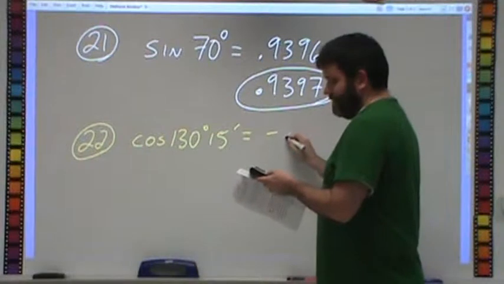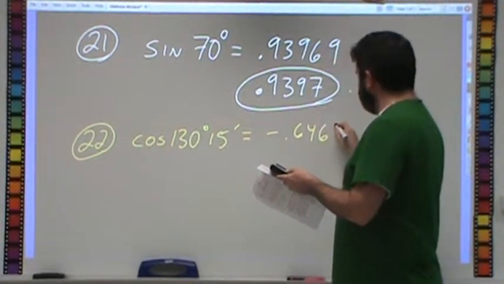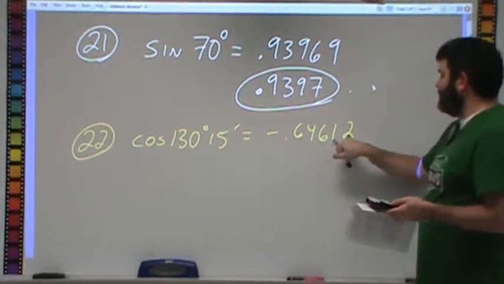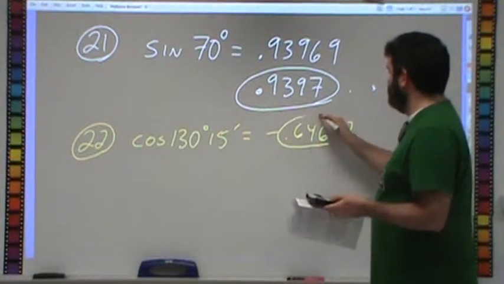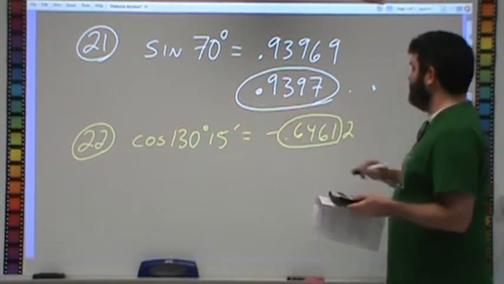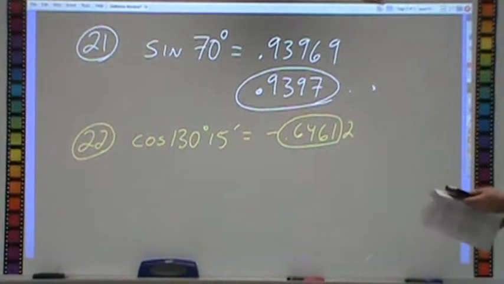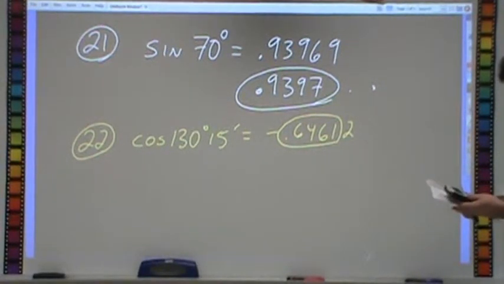And you will get negative 0.64612, not bigger than 5, so I can just leave it. Oops, forgot about the negative, but the negative is still part of the answer. Negative 0.6461. Okay?